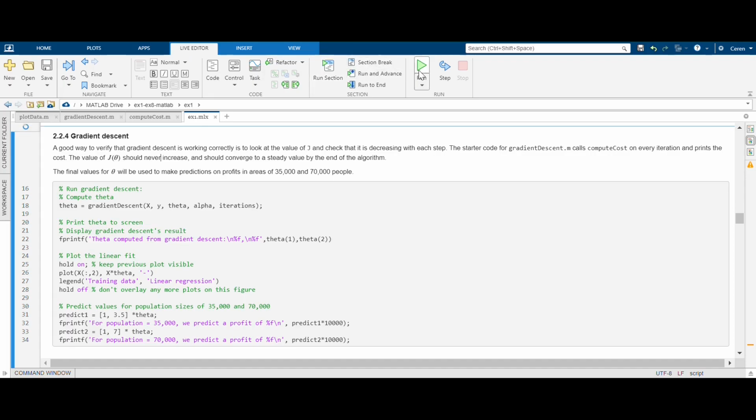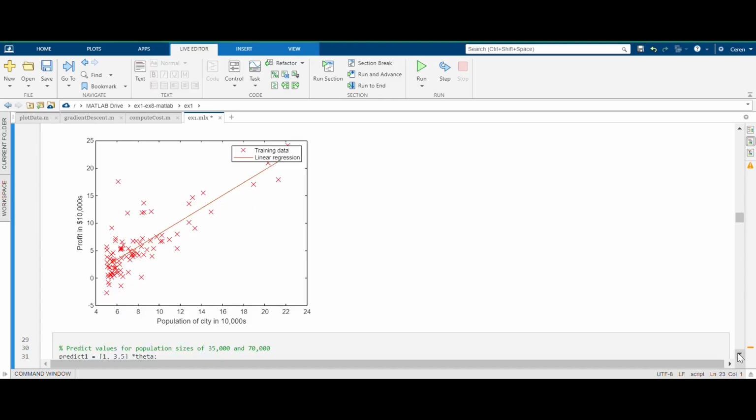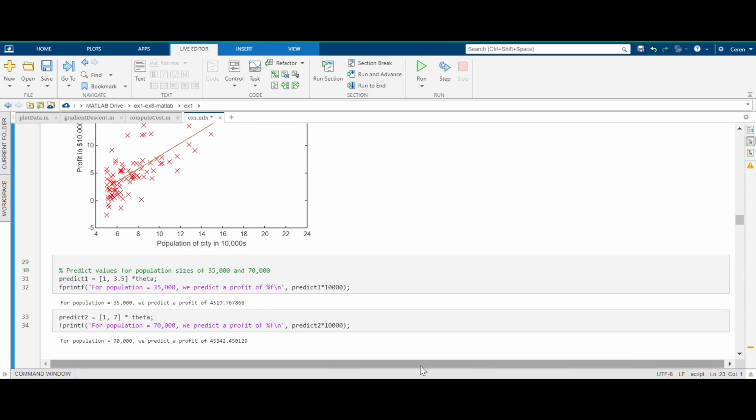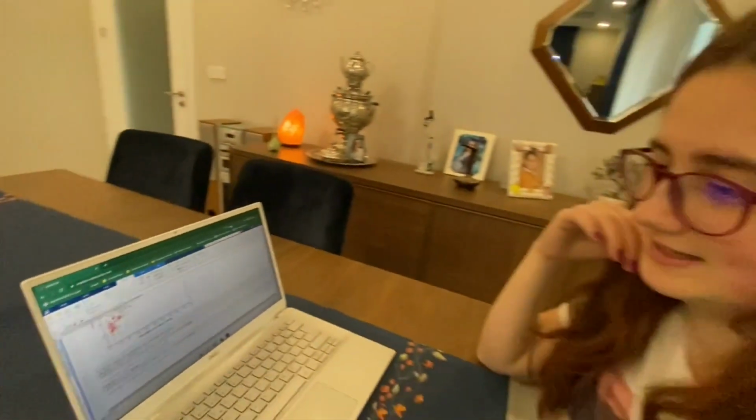Here, the model will predict a linear relationship between city populations and the profit made by the food truck chain in those cities. You can see the best fit line here, and we have made two predictions. For a city with 35,000 population, the predicted profit is about $4,500, and for a city with 70,000 population, the predicted profit is about $45,000. And this concludes our quick intro to linear regression. Now you know how our artificial friends work.